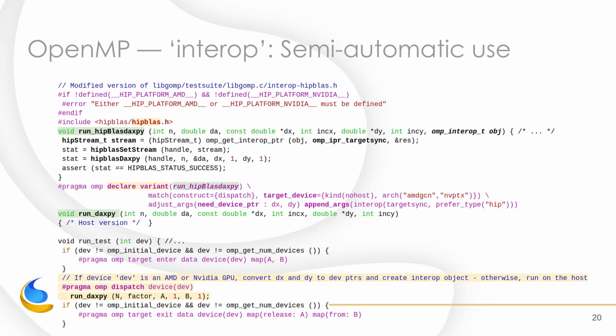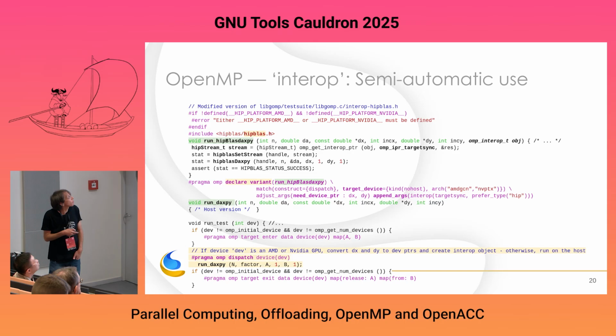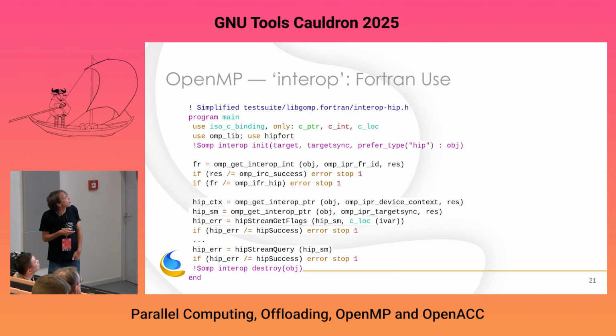So this declare variant in the middle says, please create and append the streaming object, and please convert the pointer arguments to the device version. And that's one use of it, just to show what can be done there.